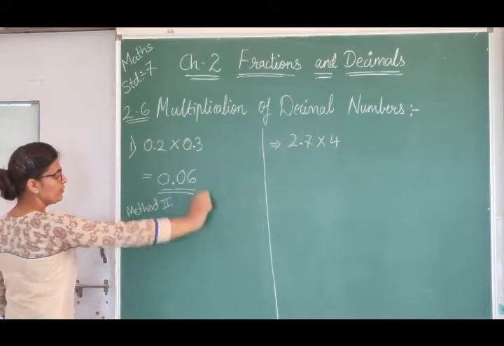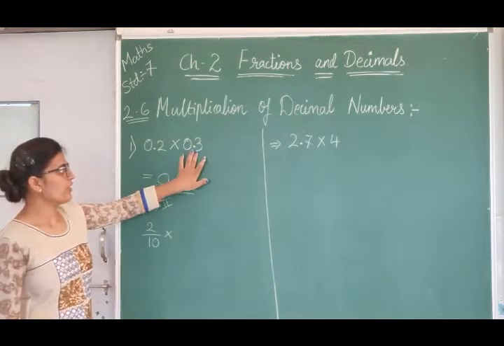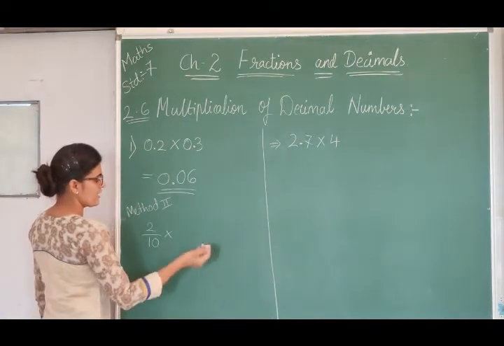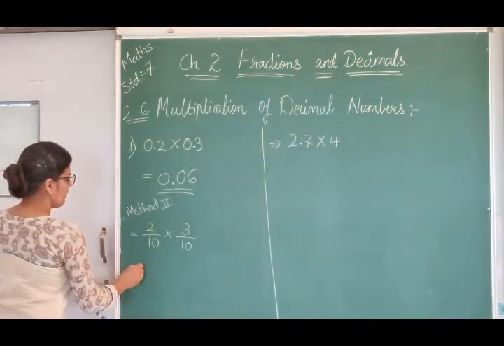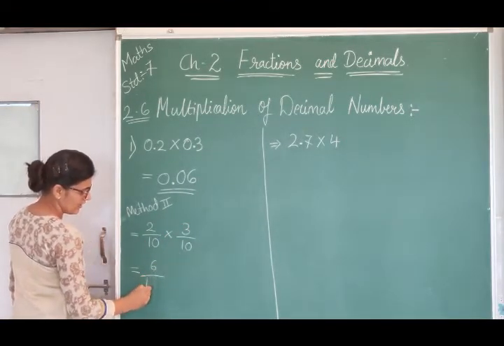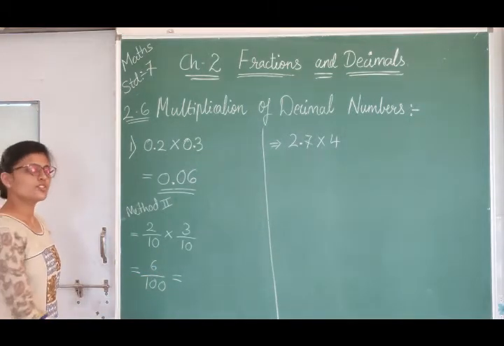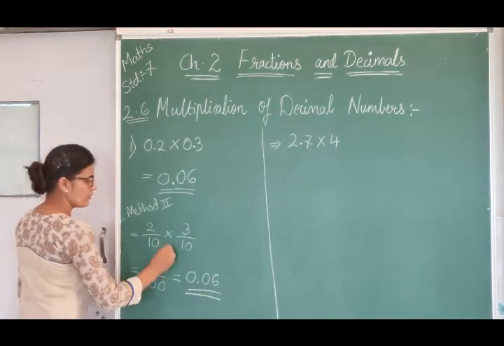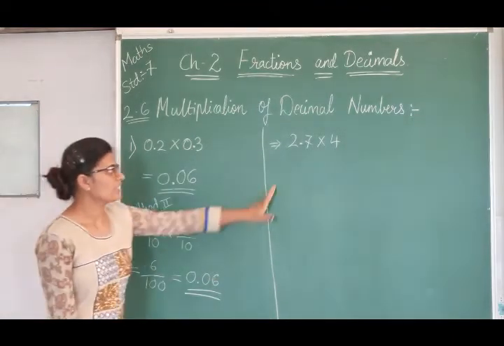Here 0.2 can be written as 2 divided by 10, multiplied by 0.3 which can be written as 3 by 10, because after the point only one digit is there, so we have to divide it by 10. Simple, we have learned the multiplication. 2 3s are 6, 10 10s are 100. So what will be 6 divided by 100? 0.06. So this way also you can do, and this way directly also you can do. Both are correct. Now let us see the next.